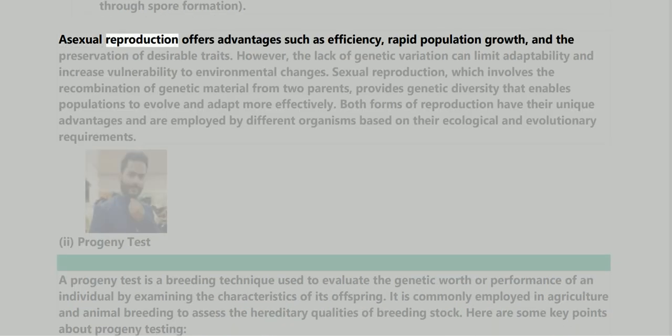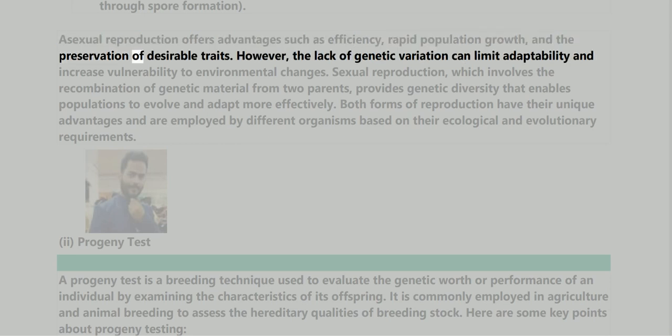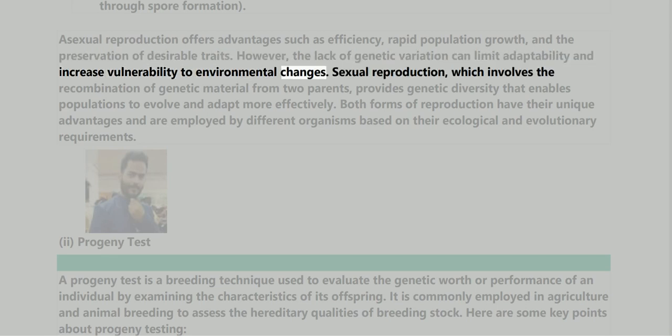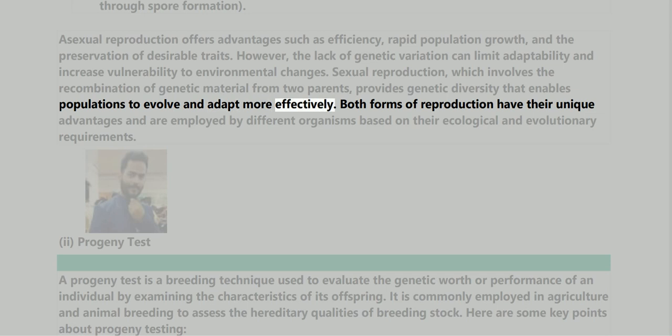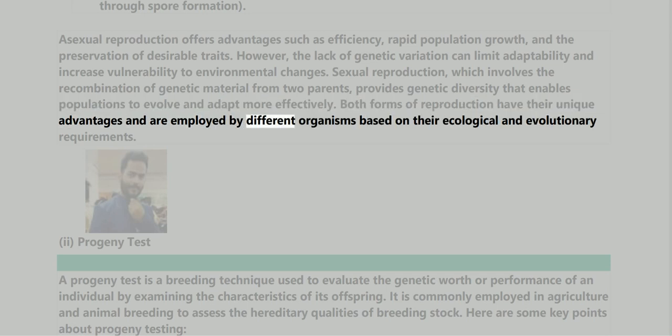Asexual reproduction offers advantages such as efficiency, rapid population growth, and the preservation of desirable traits. However, the lack of genetic variation can limit adaptability and increase vulnerability to environmental changes. Sexual reproduction, which involves the recombination of genetic material from two parents, provides genetic diversity that enables populations to evolve and adapt more effectively. Both forms of reproduction have their unique advantages and are employed by different organisms based on their ecological and evolutionary requirements.